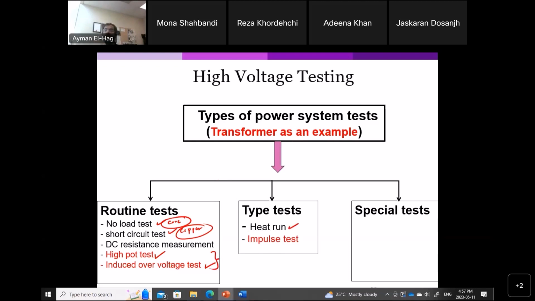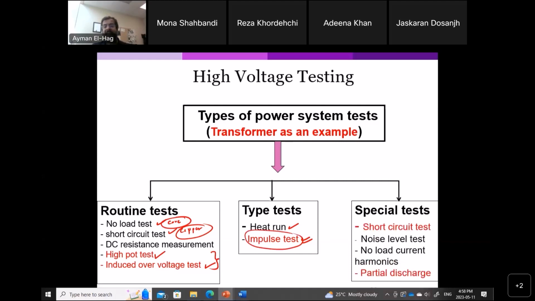In the heat run, I want to know the maximum temperature that can be reached by the oil and by the windings. An electrical engineer can understand this, but this is more, as I said before, for a mechanical engineer. But the impulse test is the test we conduct to make sure that transformers can withstand any transient that might happen from lightning or from switching. So that is the high voltage test among the type tests.